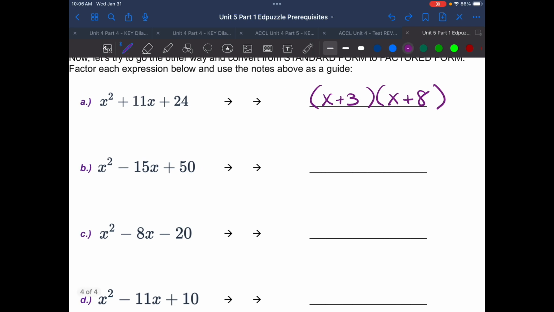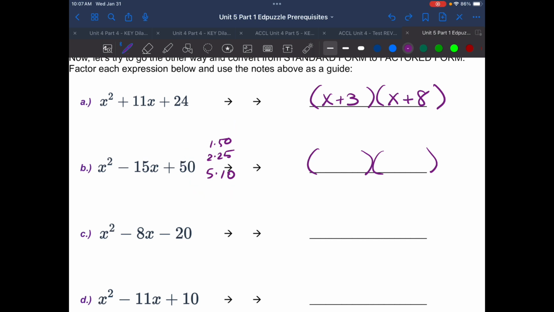Now, the next one is going to involve some positives and negatives. Okay? So the first thing I'm going to do is remind myself that this is where you need to add to get negative 15, but multiply to get 50. Okay, so I'm going to list all of the options for 50, and we'll see if we can pick one out. So I have 1 times 50, 2 times 25, 3 and 4 don't work, 5 does, right? 5 and 10. Let's see, 6, 7, 8, 9, that's it. So these are our 3 options.